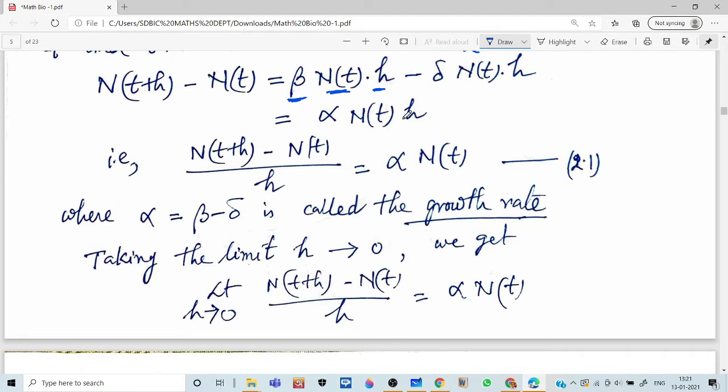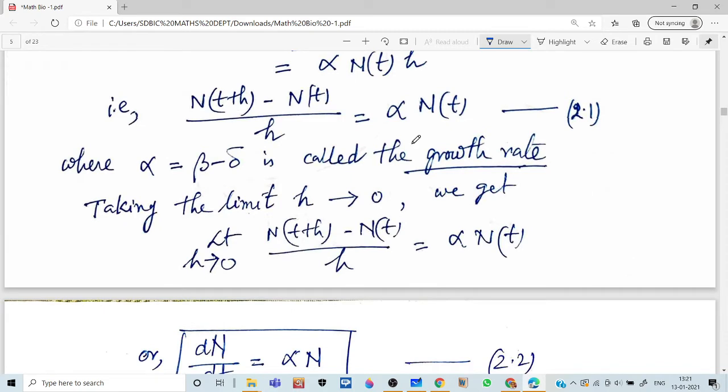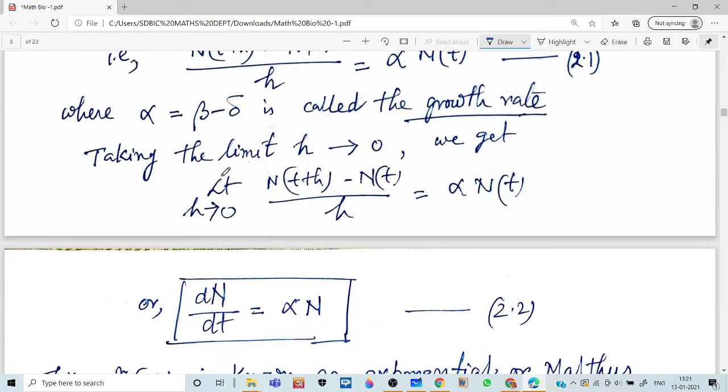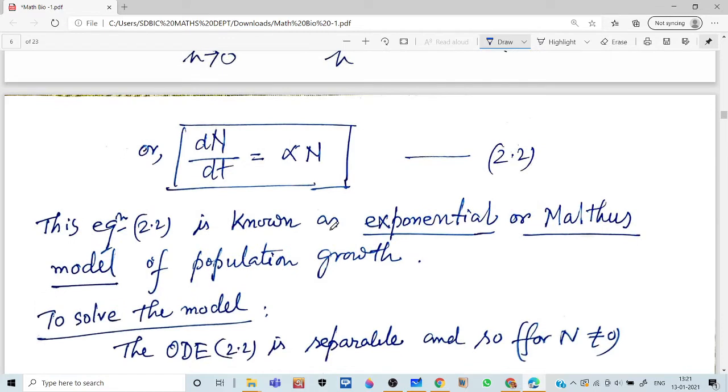Dividing by h on both sides, we get (N(t+h) minus N(t)) divided by h is equal to alpha into N(t). Taking the limit h tends to 0, limit of (N(t+h) minus N(t)) by h is equal to alpha into N(t). From differential calculus, this is equal to dN/dt, where d/dt is the differential operator. So dN/dt is equal to alpha N. This is a very important equation. This is the exponential or Malthus model of population growth.